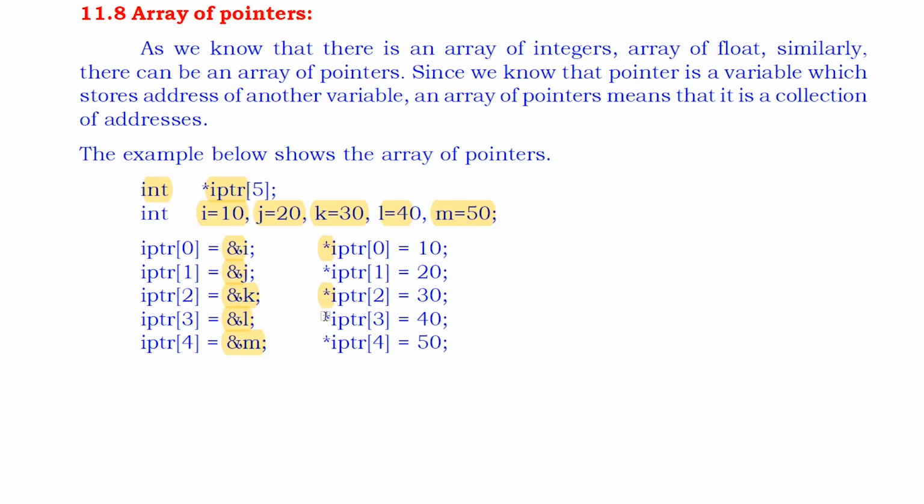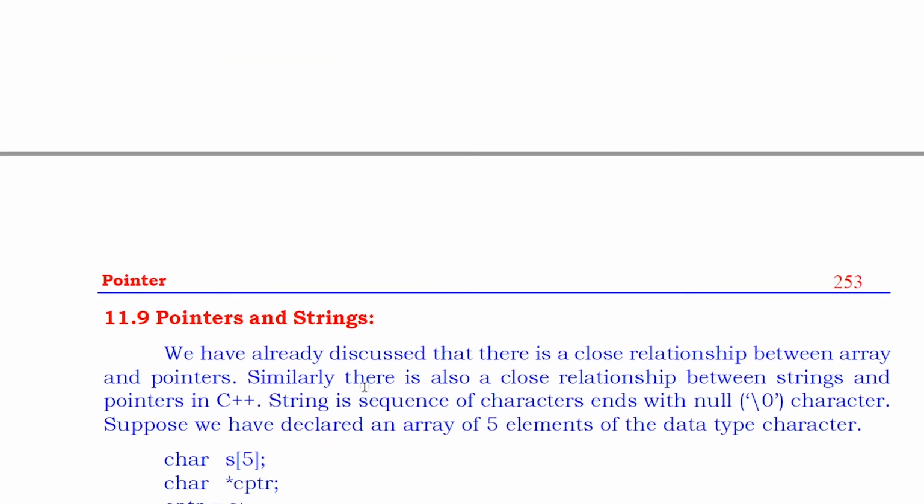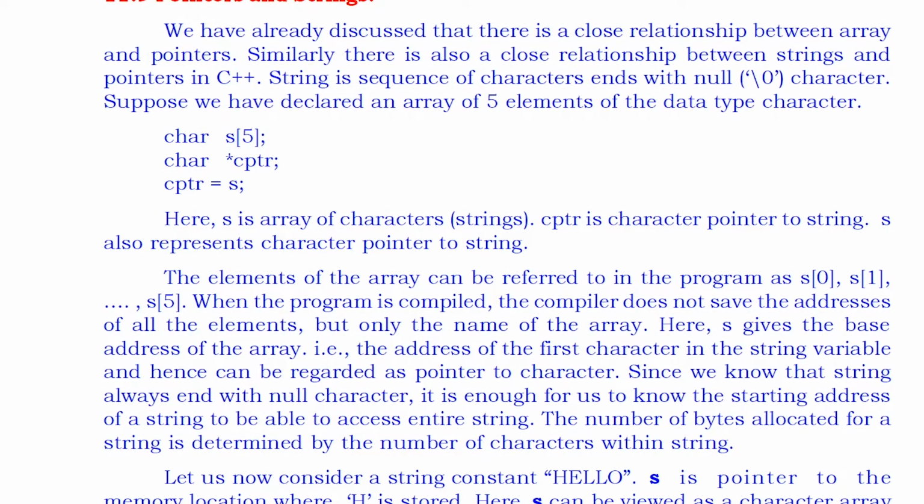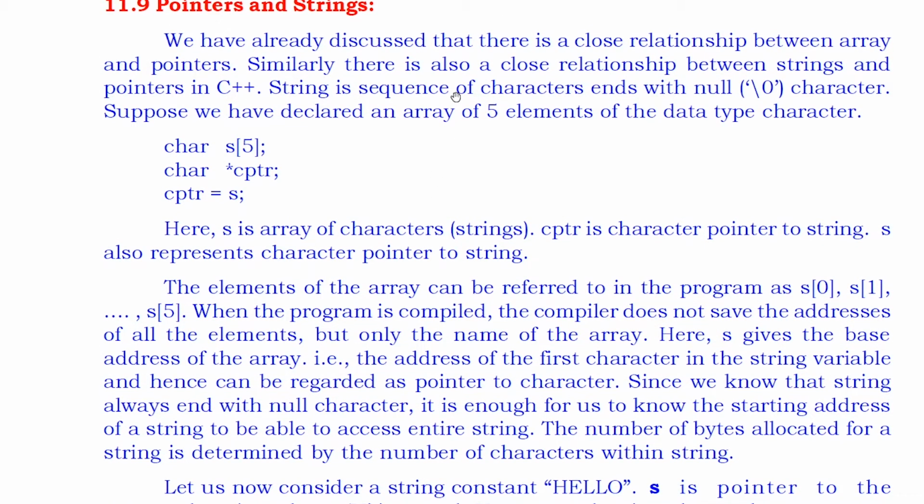Their addresses can be stored in an array. That is what we call an array of pointers. So next we learn pointers and strings. I think this is very similar to the arrays and pointers concept. The only thing is, instead of numbers you can see a character, so the data type is exclusively restricted to character only.